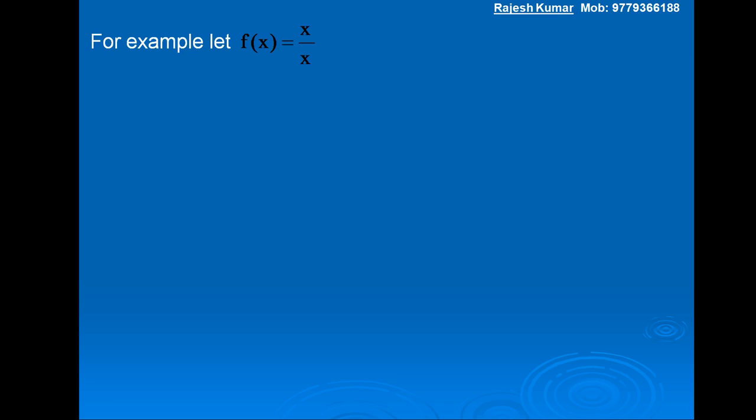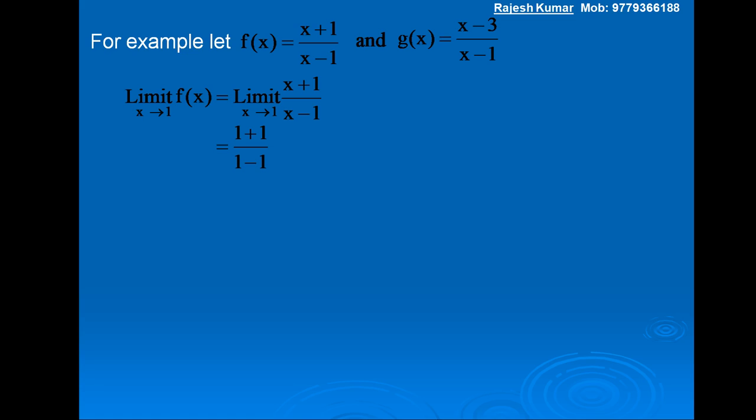For example, let f(x) is equal to (x plus 1) upon (x minus 1) and g(x) is equal to (x minus 3) upon (x minus 1). Now limit x approaching 1 of f(x) is equal to limit x approaching 1 of (x plus 1) upon (x minus 1), which is equal to (1 plus 1) upon (1 minus 1), because it is not the case of 0 upon 0 form. It is equal to 2 upon 0, which is infinity, means does not exist, because something upon 0 is infinity. Put this equation number 1.